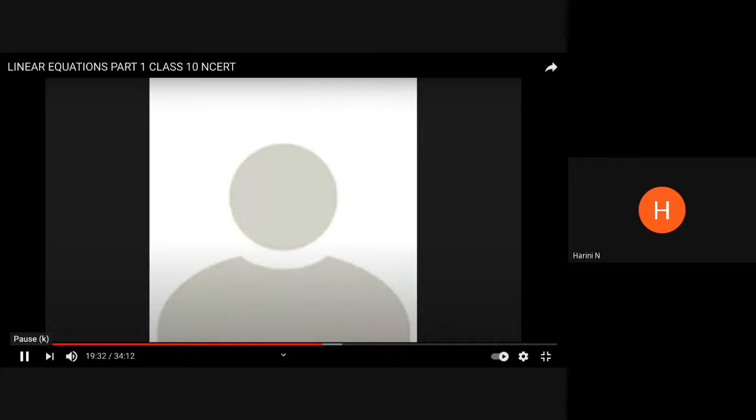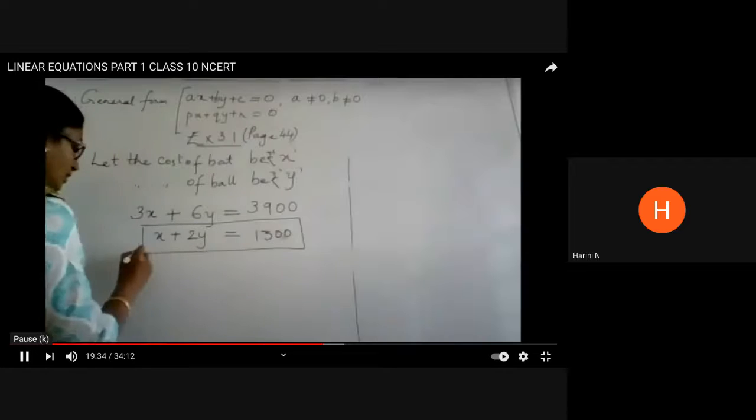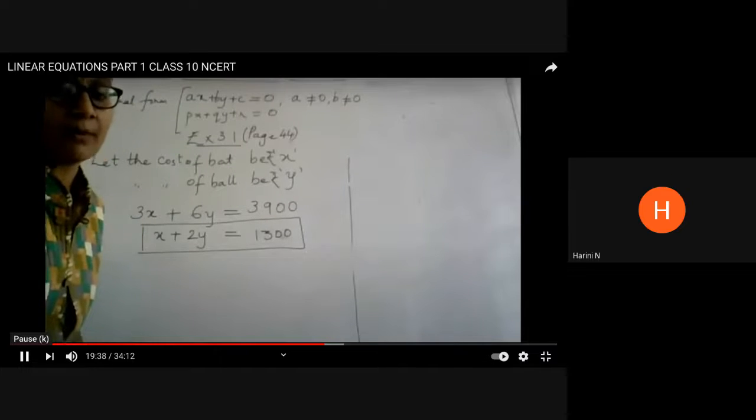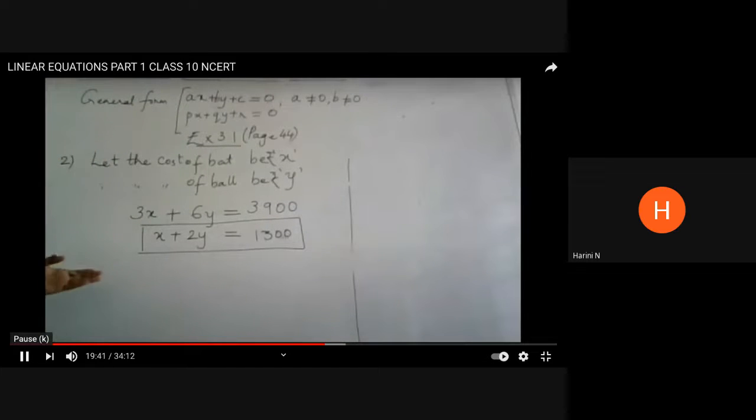So this is my first equation. It is not wrong if you take the first one as the equation. But always, if there is a common factor between the terms, try to simplify and give the equation.